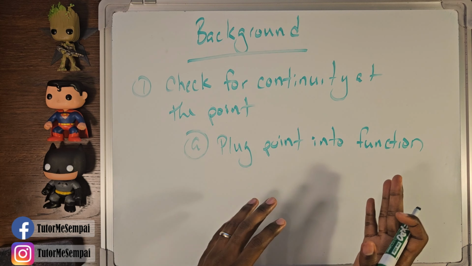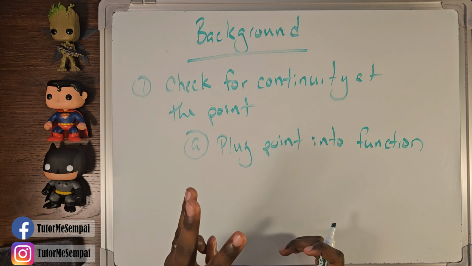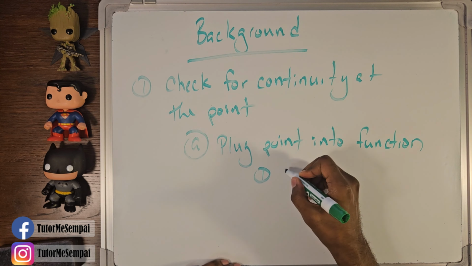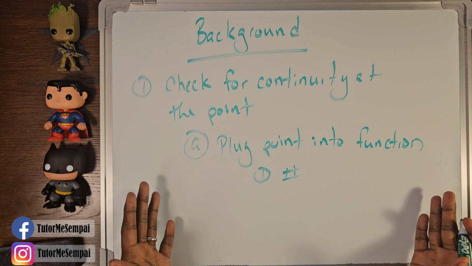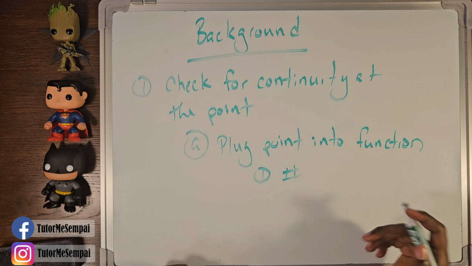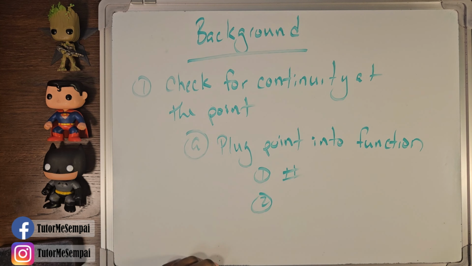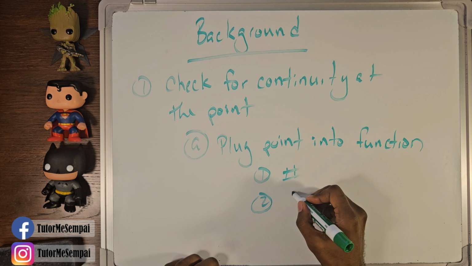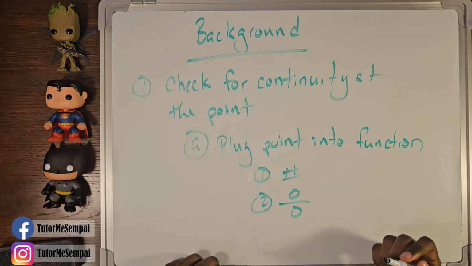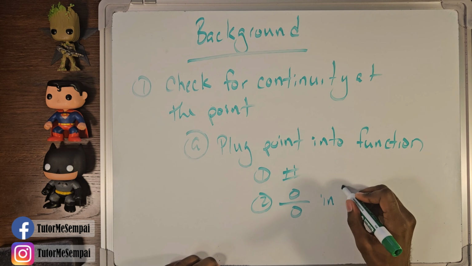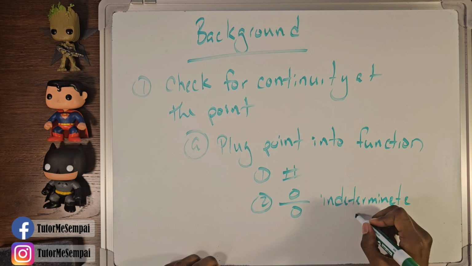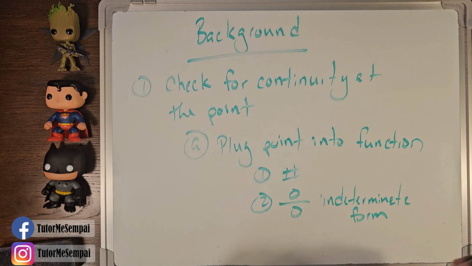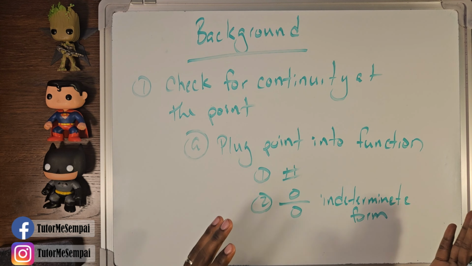And when you do this, you get one of 3 possible outcomes. The first being a number. You get a number, and this is acceptable. This means that you're done. You found the limit. However, you won't always get a number. Sometimes you get something that looks like this, 0 over 0. And this is going to be your indeterminate form. And that simply means you're not done. You got more work to do.